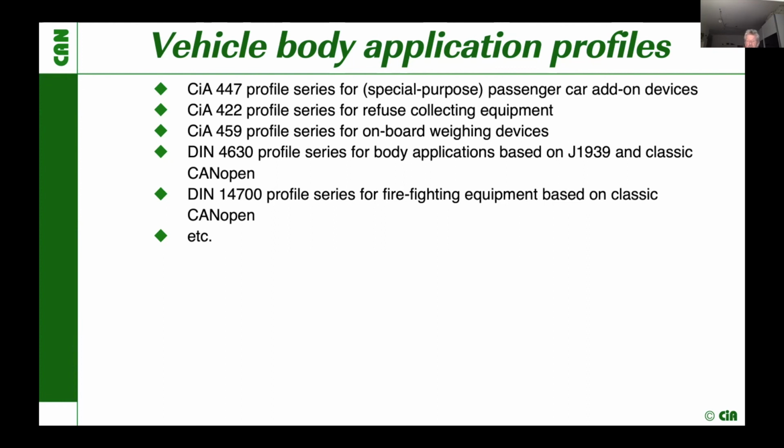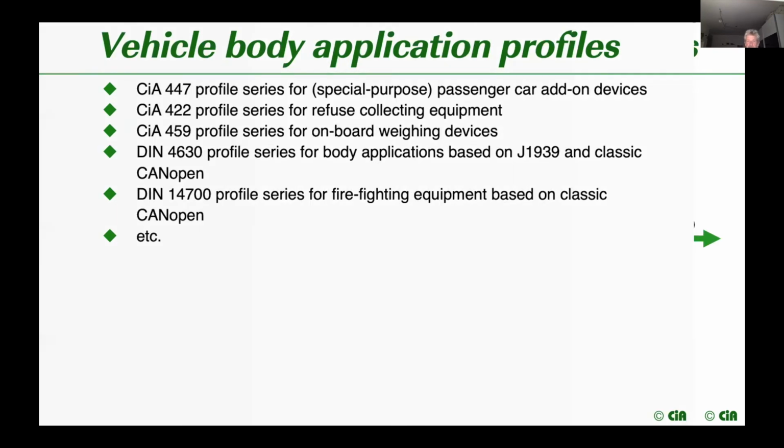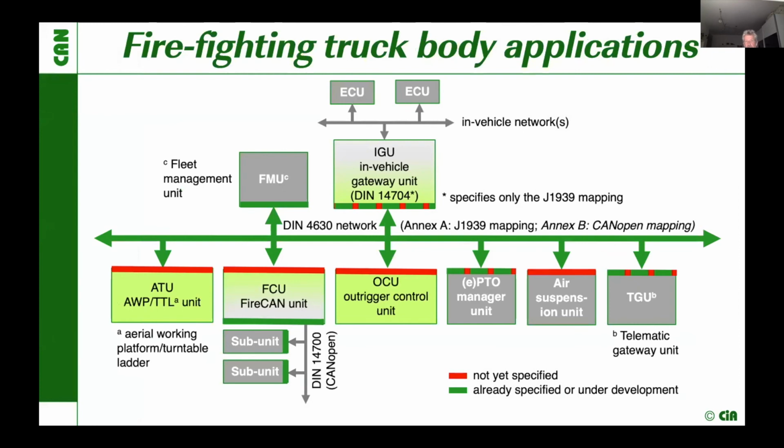Just to give you an overview of how this could look, here you see a firefighting truck body application example. You see that you have in the vehicle several ECUs. They are connected to the in-vehicle gateway unit. And this is connected to the DIN 4630 network, which could be based on J1939 or CANopen. And Iveco is providing a CANopen interface, and all the other manufacturers in Europe provide a J1939 interface.